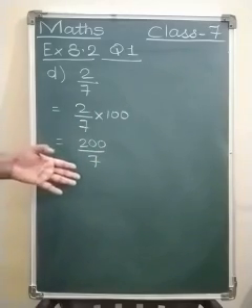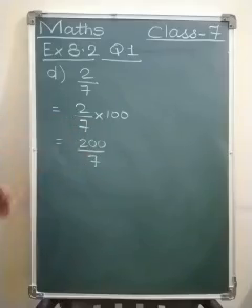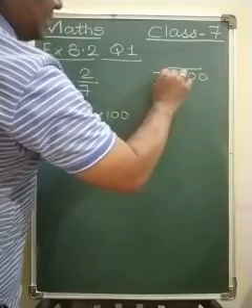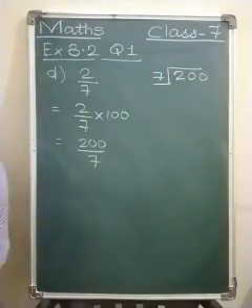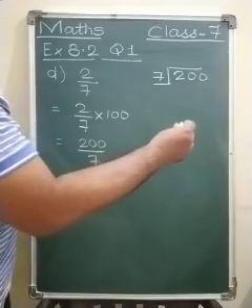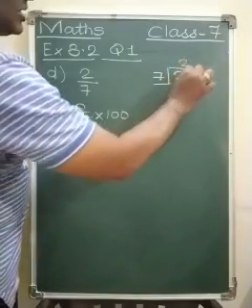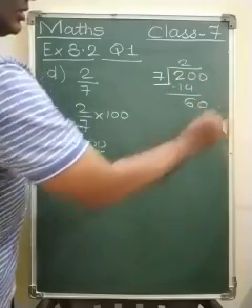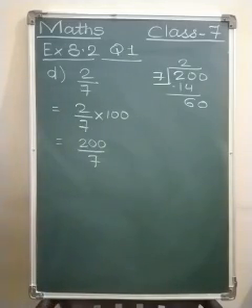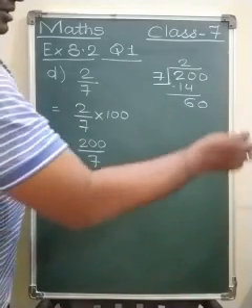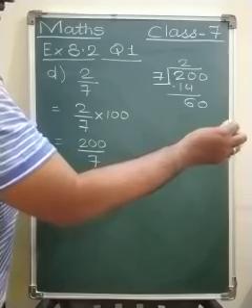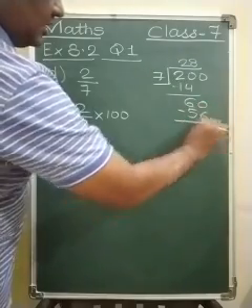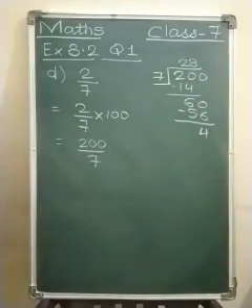Okay, now what to do? Convert it into mixed fraction. Improper fraction it is there. 7 1s are 7, 7 2s are 14, 7 3s are 21. So 7 2s are 14, 6 0, 7 8s are 56, 7 9s are 63. So 7 8s are 56 minus, remainder is 4.